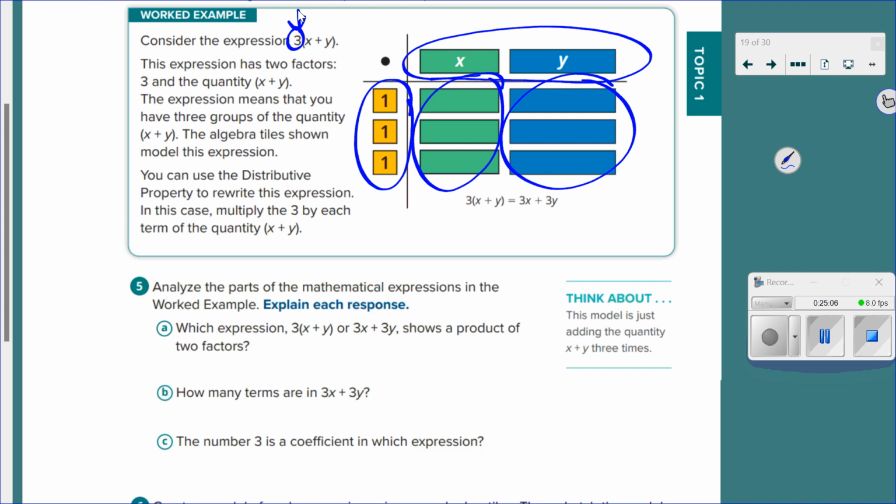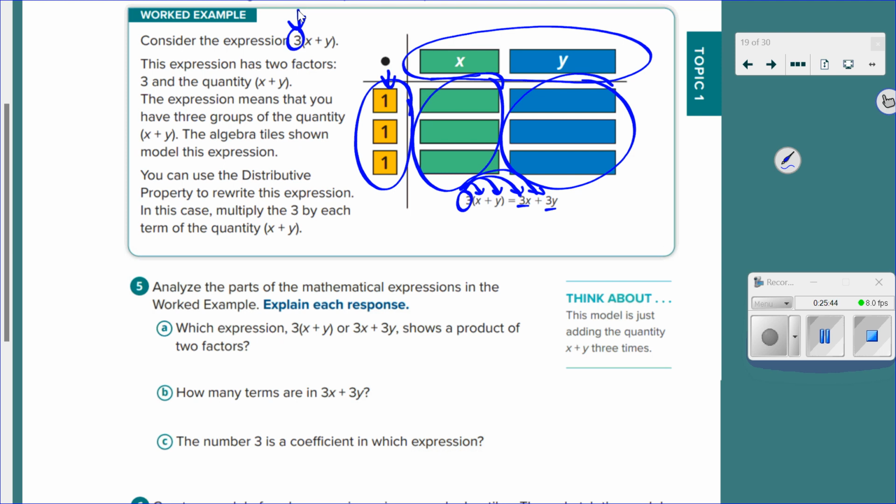Okay? So here's the deal. What we end up doing is, because this 3 is on the outside, it's telling me how many of those groups I have, right? Yes. When I start to break those groups apart, that 3 constant goes to each of those. Make sense? So now you understand why it's now 3x and 3y? Because I've taken those 3 groups and I've broken them into 2 separate piles.